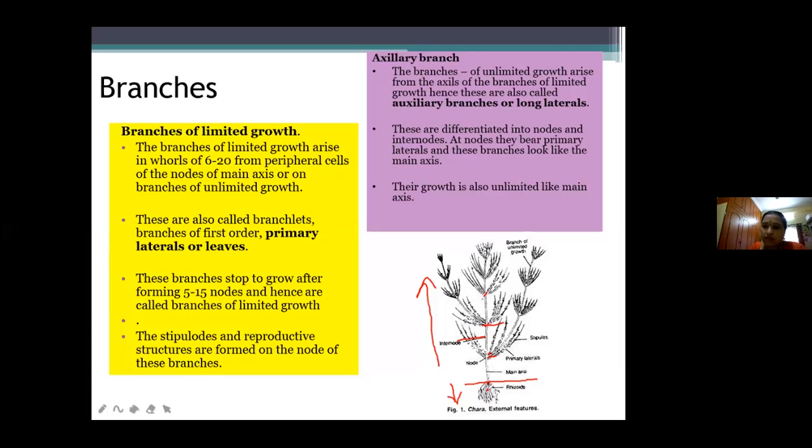In Chara, the rhizoids are the most important. In many algal species rhizoids are present. Here the rhizoids are multicellular, branching, septate, oblique septate and colorless. What is the function of the rhizoid? To attach the plant to the substratum. This is called the rhizoids.